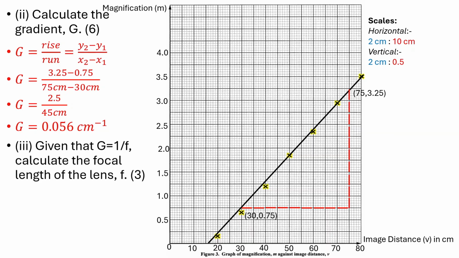Part 3 says, given that G is equal to 1 over F, calculate the focal length of the lens F for 3 marks. So for 3 marks, first thing you should do is to rearrange that formula to make F the subject, because the focal length F is what we want to find. So rearranging G equals 1 over F, we would have that F is equal to 1 over G. The second mark is for simply substituting. So we'll have 1 divided by 0.056 per centimeter. And then finally, we'll get 18 centimeters rounded off to 2 significant figures.